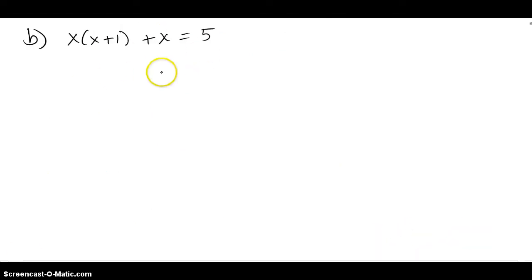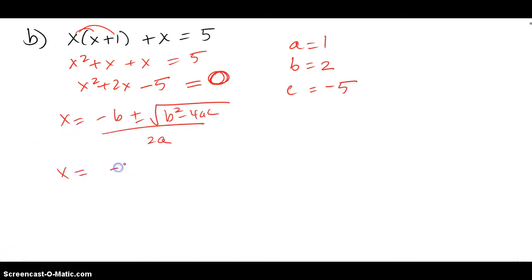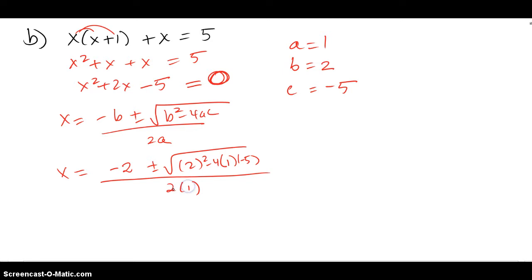Let's solve this using the quadratic formula. I have to get it in standard form first, so I'm going to distribute, and then combine like terms. And I'm going to move the 5 while I'm at it to get my 0. So I have my a to be 1, my b to be 2, and my c to be negative 5. Then I plug them in. So I have negative 2 plus or minus the square root of 2 squared minus 4, a is 1 and c is negative 5, all over 2 times a.